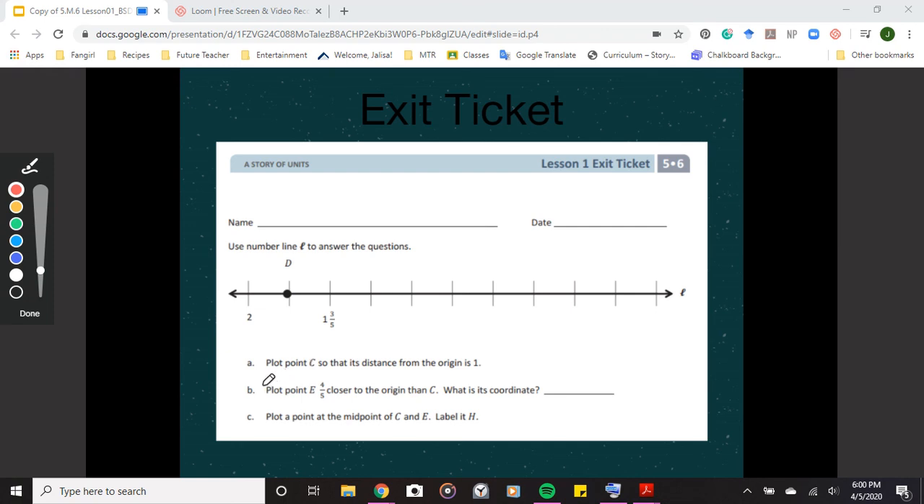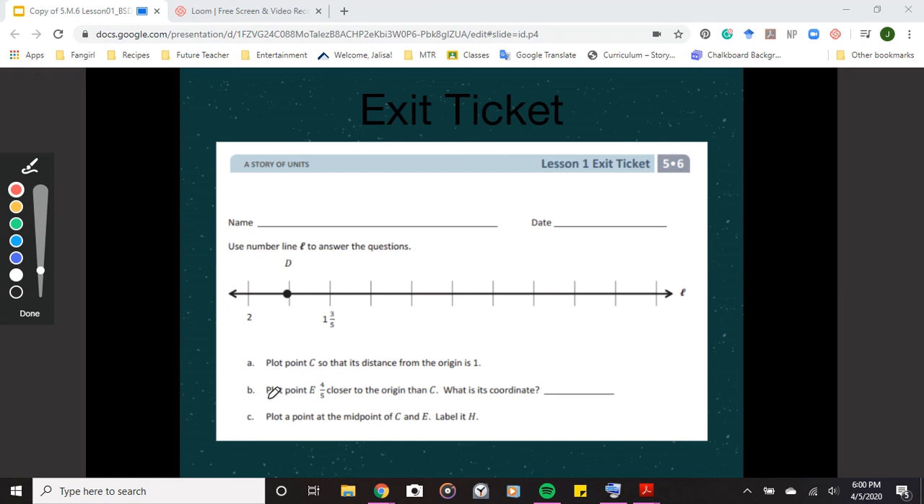All right, for letter B, it asks you to plot point E 4/5 closer to the origin than C. And then you're going to figure out what the coordinate is. It's trying to trick you a little bit with the terminology, but it's asking you, what is 4/5 closer to the origin than C? I know it's tricky, and we're going to work through it, and I'm going to make sure that we give you the answers and how to get to the answer. But what I want you to do is try your hardest.